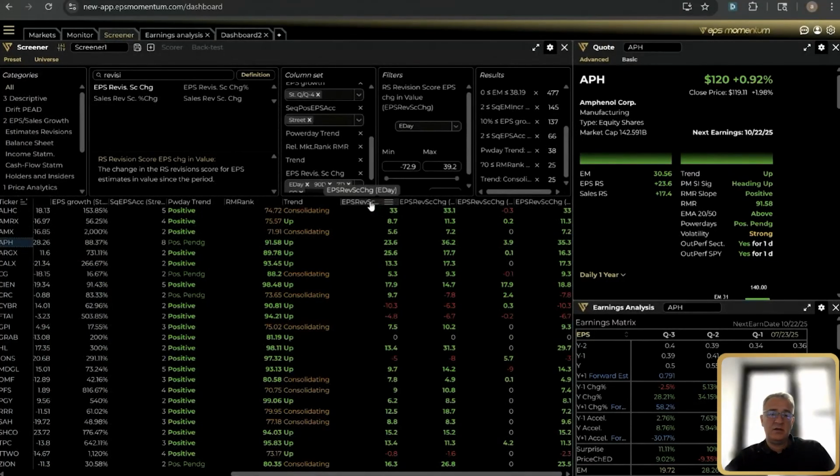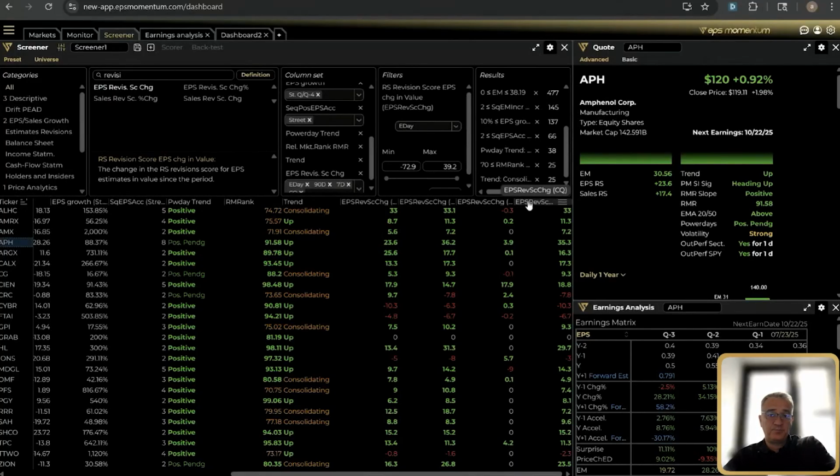So when it says E day, that's from earnings day. So this is the revision score change since the earnings day. This is from 90 days ago. This is from 7 days ago. And this is from the current quarter, right? The current calendar quarter.